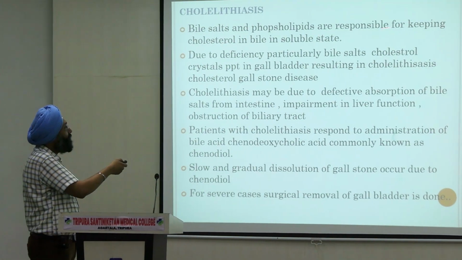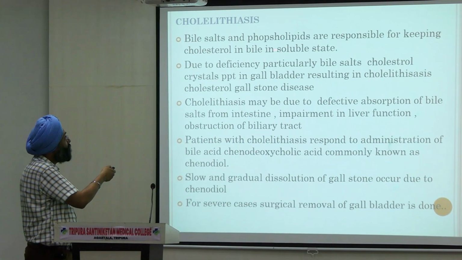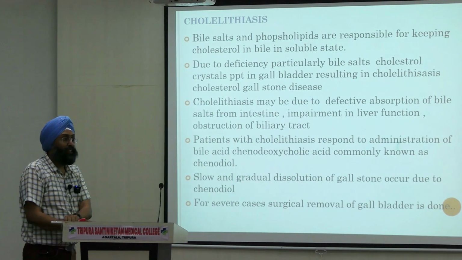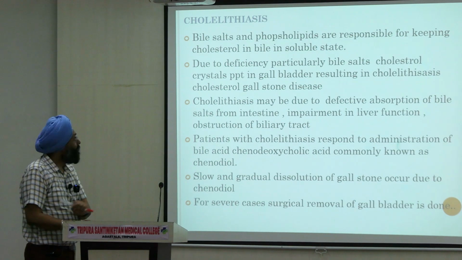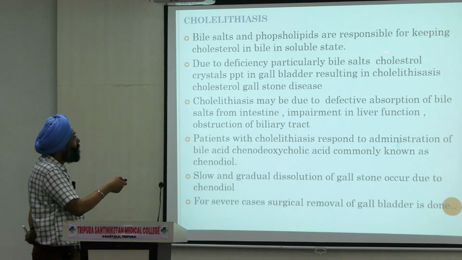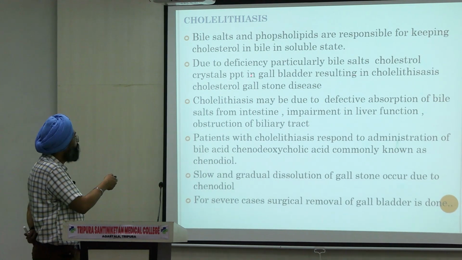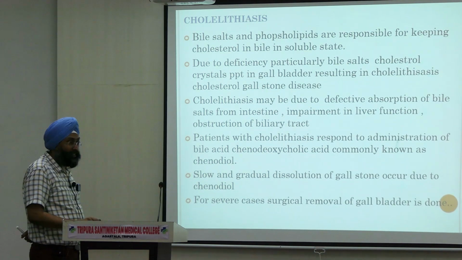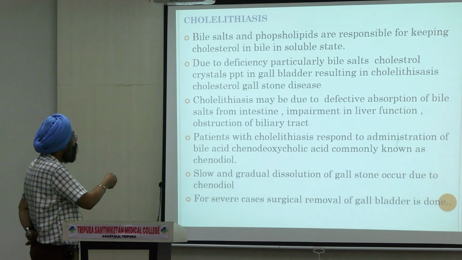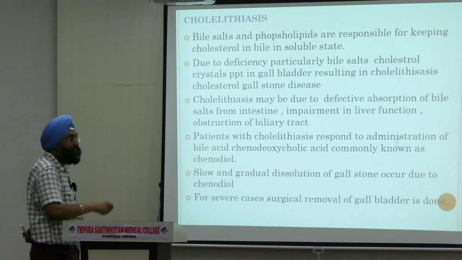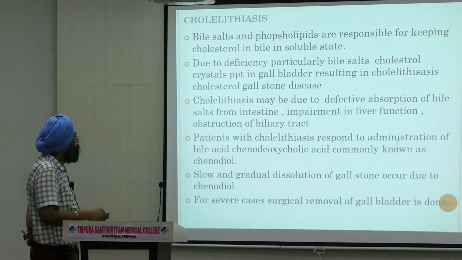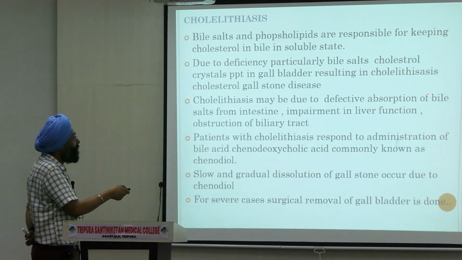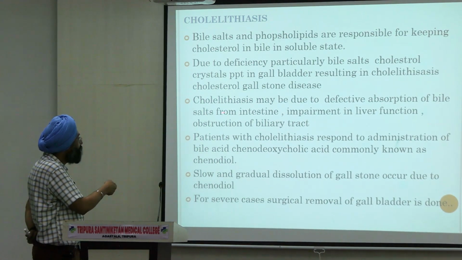Bile salts and phospholipid are responsible for keeping cholesterol in bile in a soluble state, right? And due to deficiency of bile salts, cholesterol crystals precipitate in the gallbladder, resulting in cholelithiasis, or cholesterol gallstone disease, right? And cholelithiasis may be due to defective absorption of bile salts from the intestine.